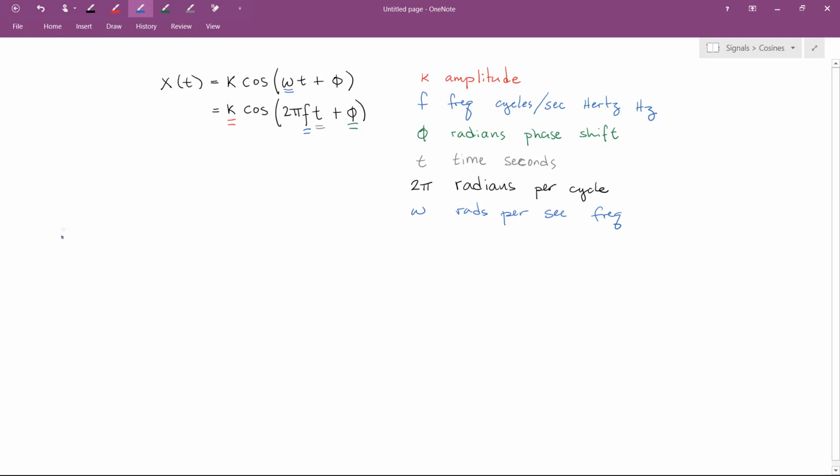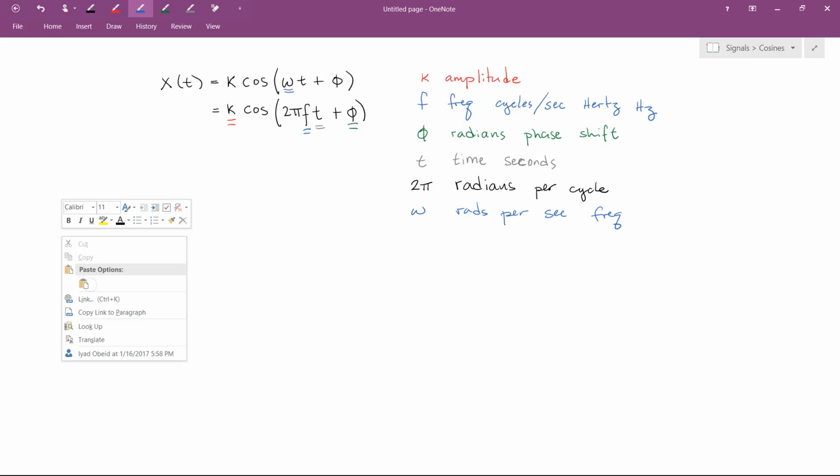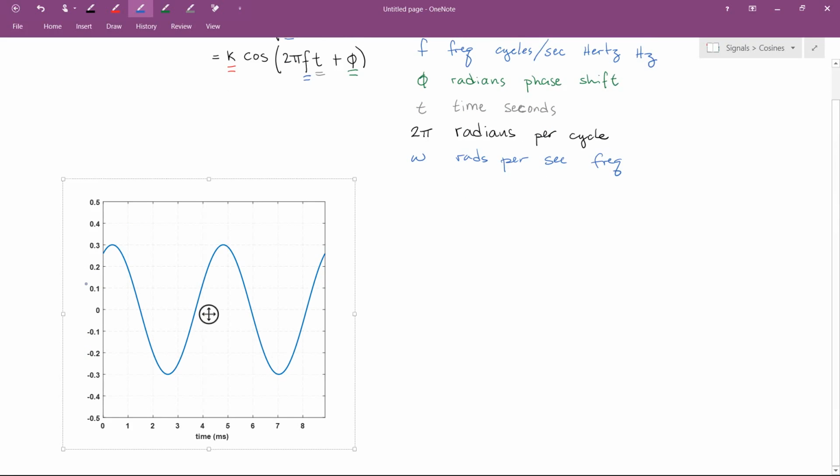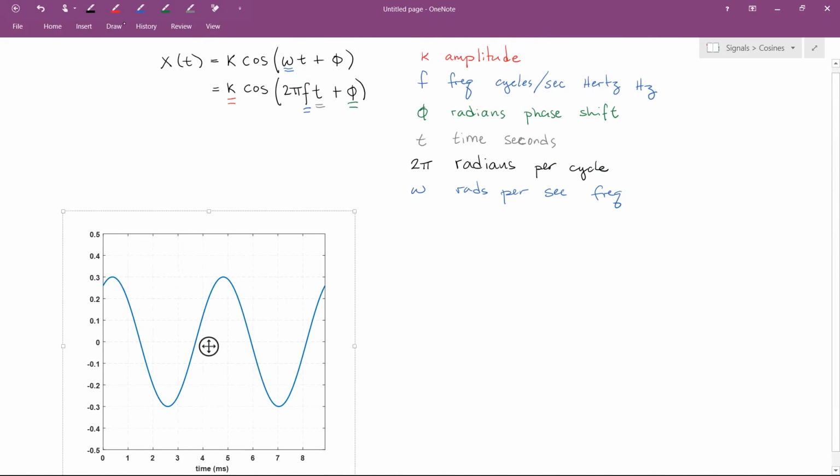So let's go ahead and paste in a picture of a cosine and try to get all three values. The easiest thing to do is that we can just read right off the graph, we can read the value of k. So k is the amplitude. It tells you how big the signal is, and in this case it's relatively straightforward. K is 0.3, and again it's unitless.